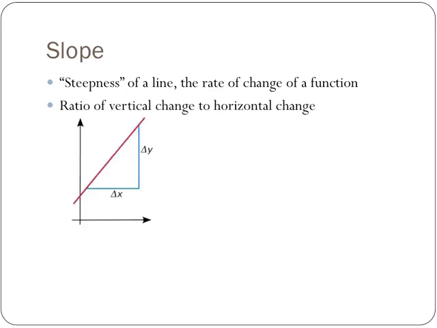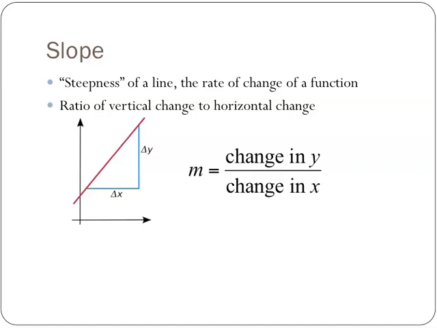So for a line, that's pretty straightforward. It's simply the change in y over the change in x, and that gives us the slope. Now here's the thing. Not all graphs are going to be lines, but we still want to be able to talk about the slope or the steepness or the rate of change of that function. So we can talk more generally about graphs in general.